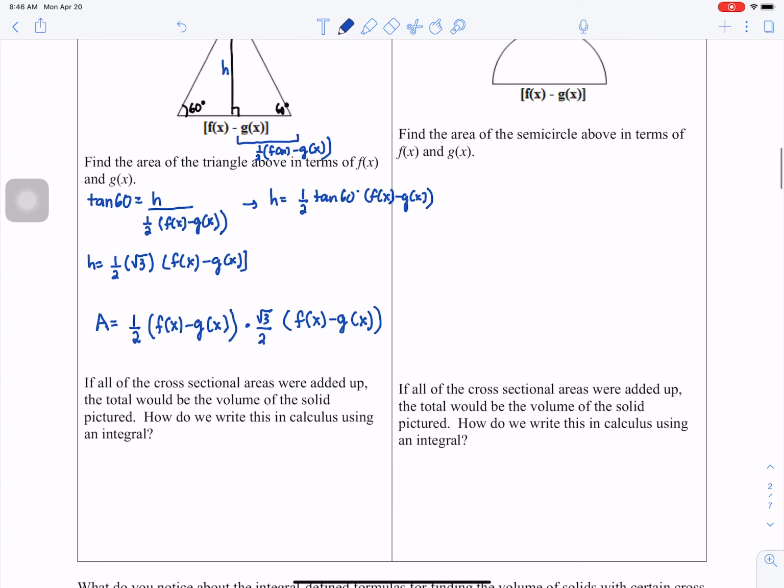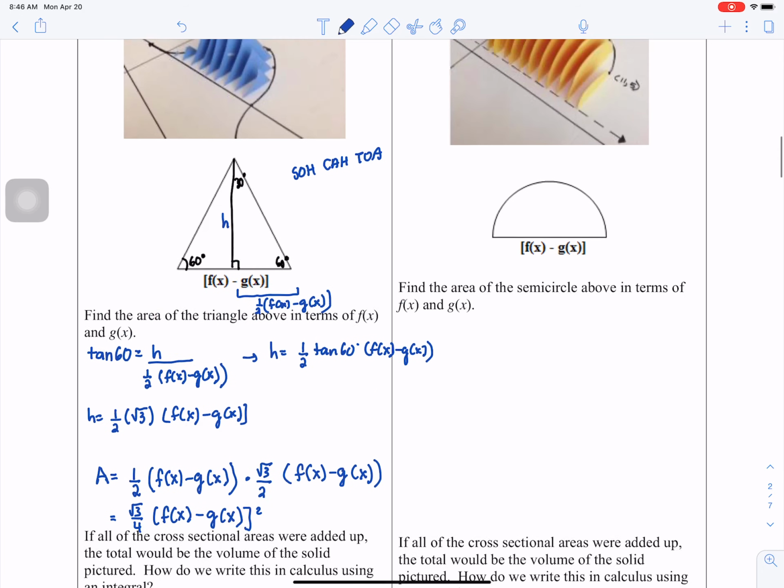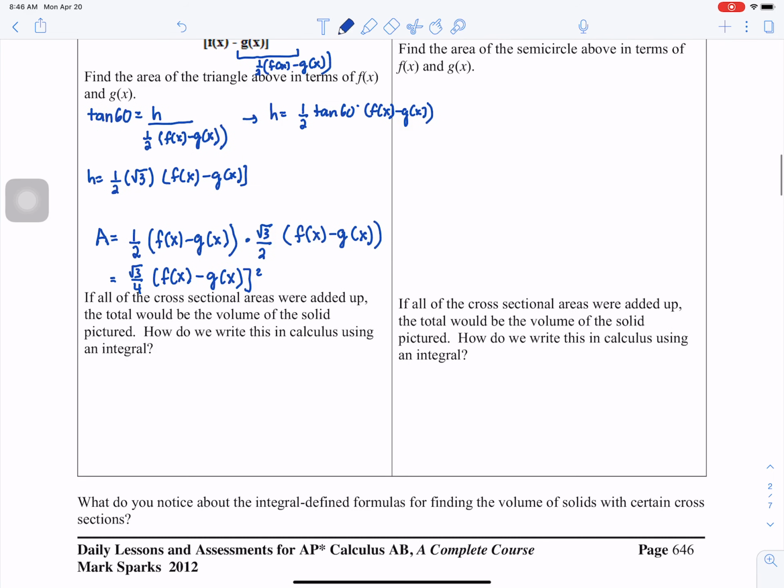And then when I simplify this function, I get root 3 over 4, and I have f of x minus g of x all squared. So if I want the volume of that solid that's formed, a representation in blue there, over that whole interval, so I would go from a to b, my volume would have root 3 over 4 as a constant out front, integral of f of x minus g of x all squared dx. So that would be a representation for the volume of that solid.